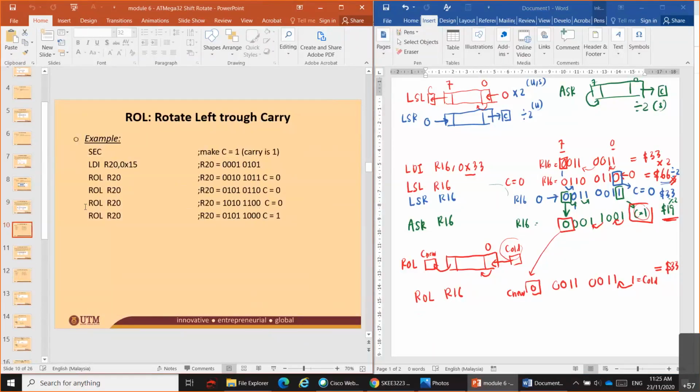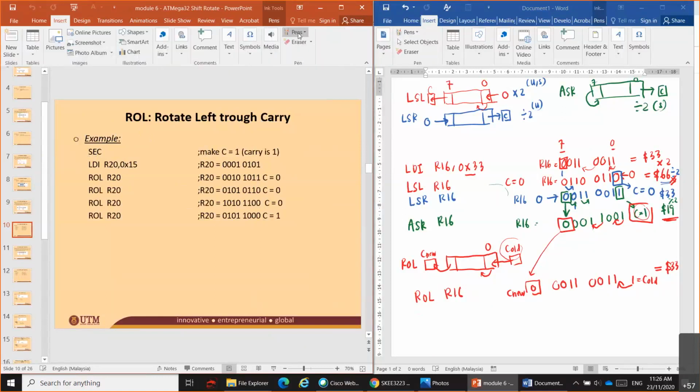Okay, so this is an example using the ROL. The first line here is SEC. What does the SEC do? SEC stands for set the carry flag, so C equals 1. And then you load this number here, LDI R20, 0x15. So R20 will have this value, if you convert it to binary.